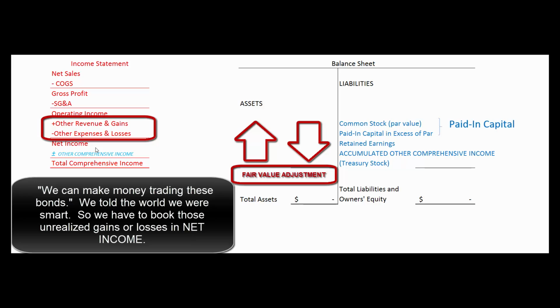And the way I remember that is, we told the world it was a trading security. We told the world we're smart. We can buy and sell these things and make money. We have to put our money where our mouth is. Even if we haven't sold that bond yet, if it's a trading security and it's gone down in value, that loss has to be included in our net income.